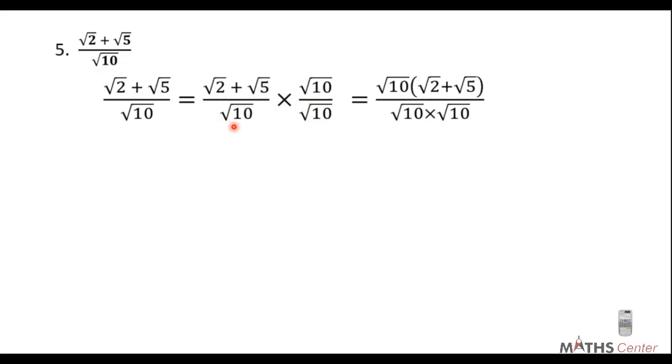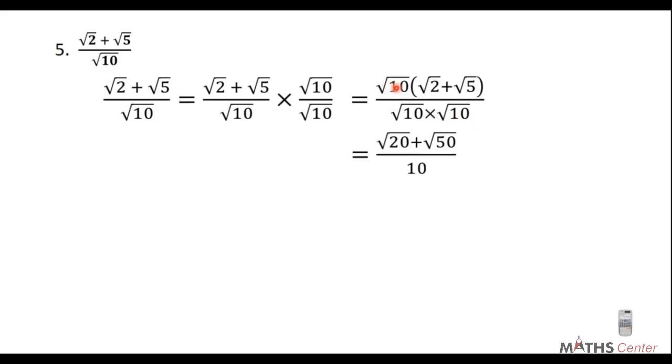The denominator here is square root of 10, so you are going to have square root of 2 plus square root of 5 divided by square root of 10 times square root of 10 divided by square root of 10. So you multiply square root of 10 with what is on the numerator here. Now remember, we have a binomial here. We have 2 terms here. So you put them in brackets, then you multiply it with the term outside the bracket. Then when you come here, we have square root of 10 times square root of 10.